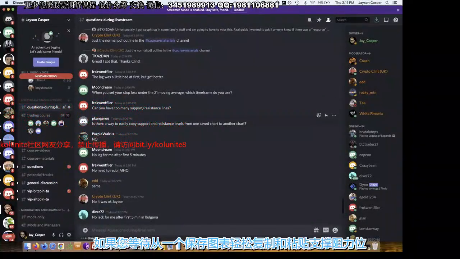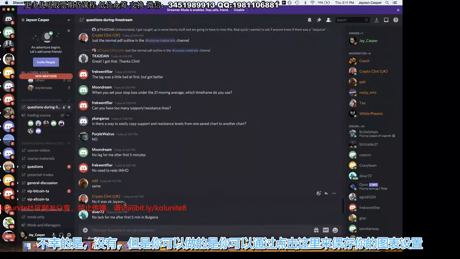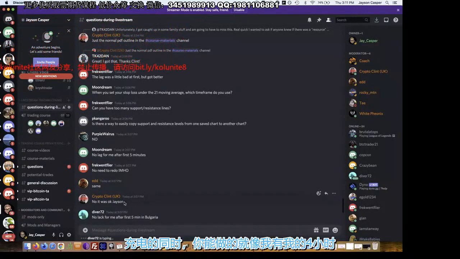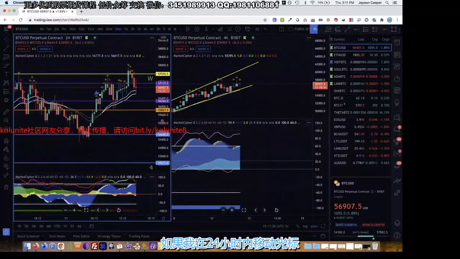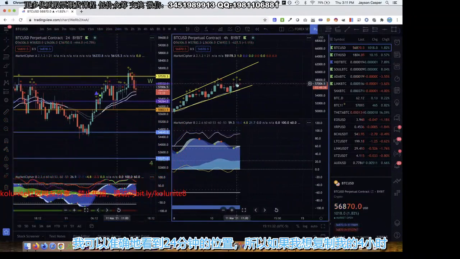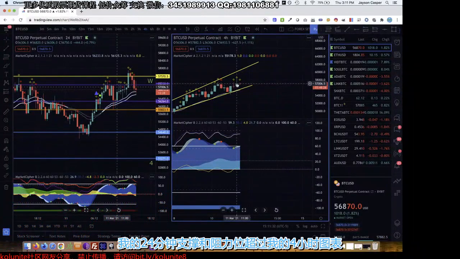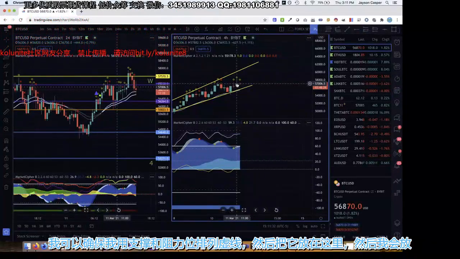Is there a way to easily copy and paste support resistance levels from one saved chart to another? Unfortunately, no. But what you can do is save your chart setup by clicking this up here. And if you have the type of TradingView account where you can have multiple charts at the same time, I have my 4-hour and my 24-minute pulled up right here, and if I'm moving my cursor on the 24-hour, I can see exactly where that is on the 24-minute. So if I want to copy my 4-hour support and resistance levels over to my 24-minute chart, I can just make sure that I'm lining up the dotted line with the support and resistance level, and then make it right here.